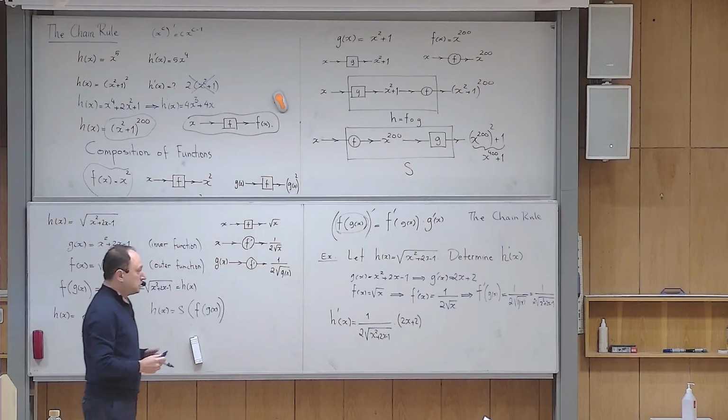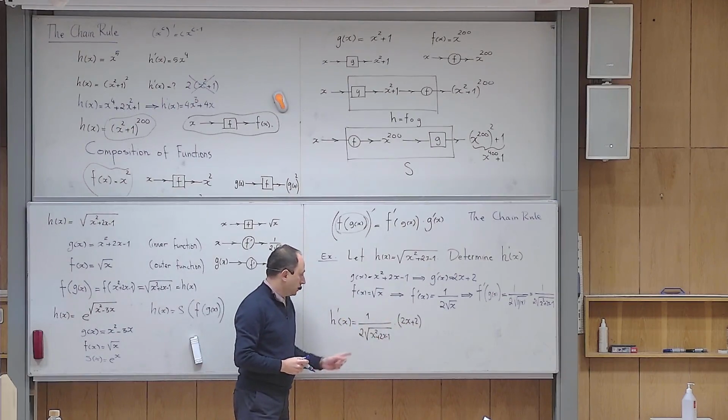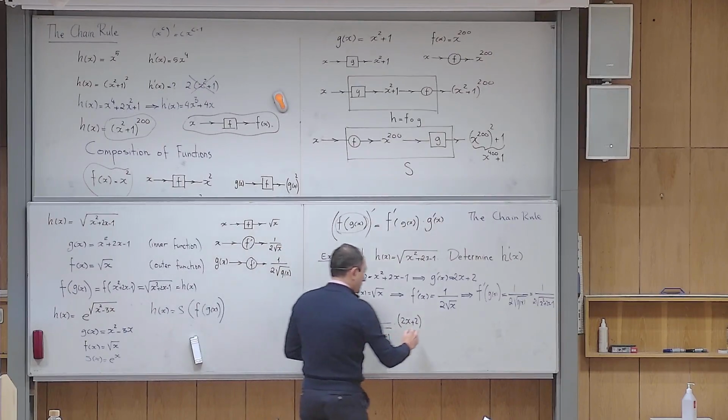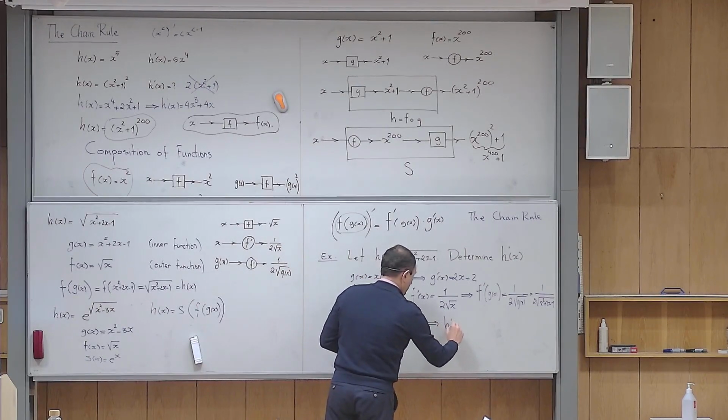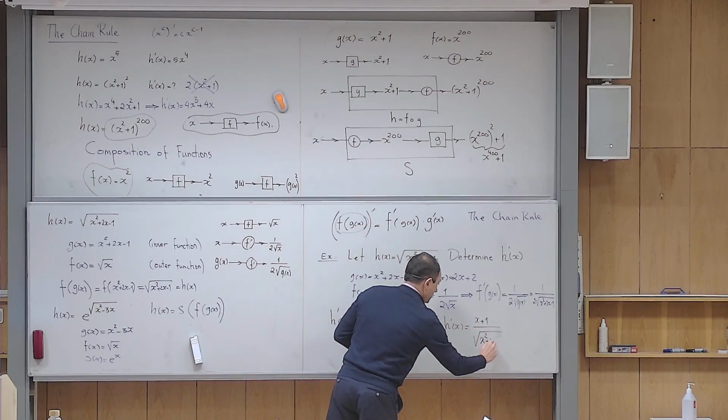But of course, if you want, you can simplify a little bit. Here you can factor a 2 out, and that 2 that I pull out will cancel this 2, so you can write it a little bit nicer. So h prime of x becomes x plus 1 in the numerator divided by x squared plus 2x minus 1.